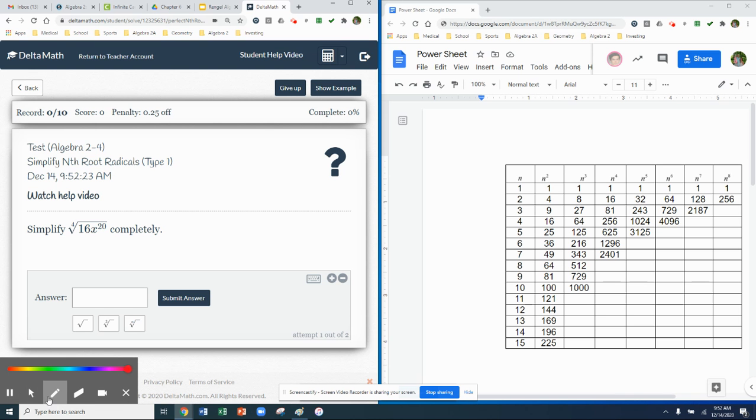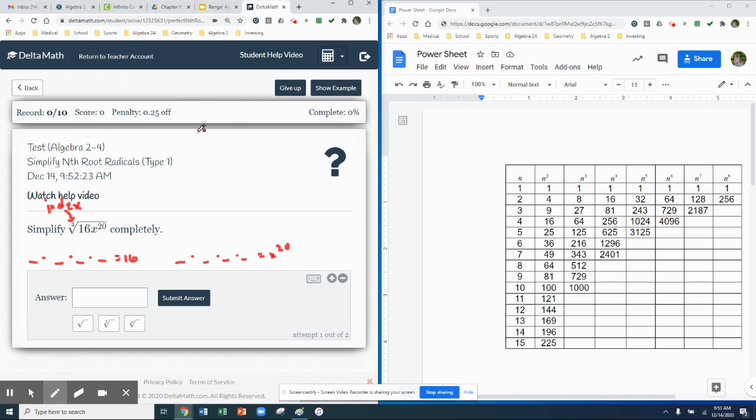A couple things about the roots. This 4 right here is called your index. Your index tells you what degree of the root you are taking. So in this case, we're taking a fourth root. What we are looking for is what number to the fourth power is going to equal 16, and also what number to the fourth power is going to equal x to the 20th. So that little index is telling us what degree of our radical we're looking at.